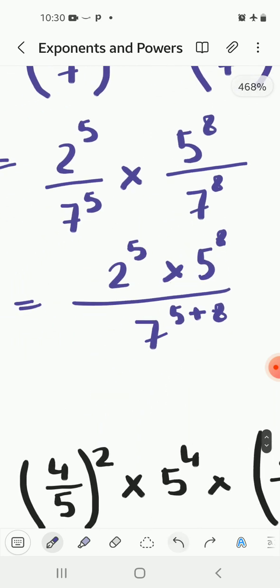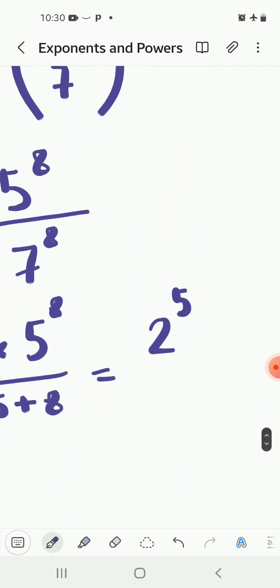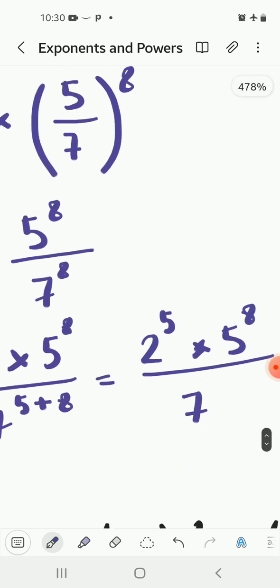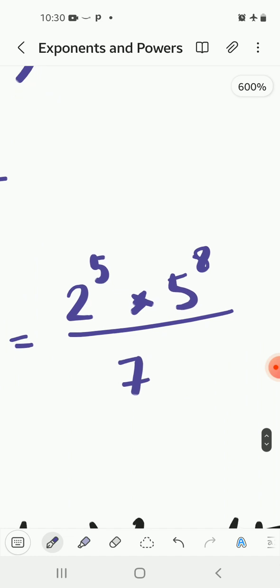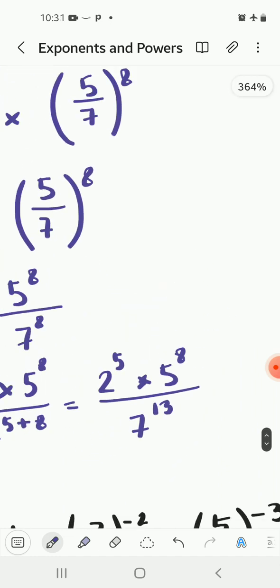So next step we are going to solve this. 2 to the power 5 into 5 to the power 8 and 7 to the power 5 plus 8. It will be 13. So this becomes my answer.